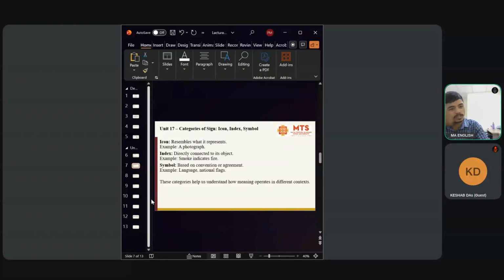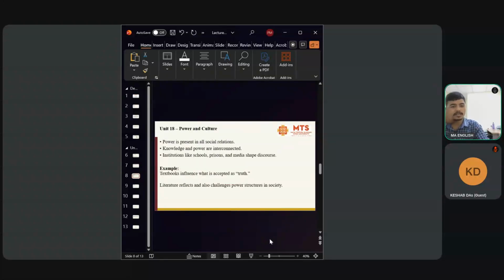So now we move on to unit 18. Here we can see there is power and culture. This unit introduces us to one of the most influential thinkers of the 20th century, the one I have not mentioned here actually: the French philosopher and historian Michel Foucault.